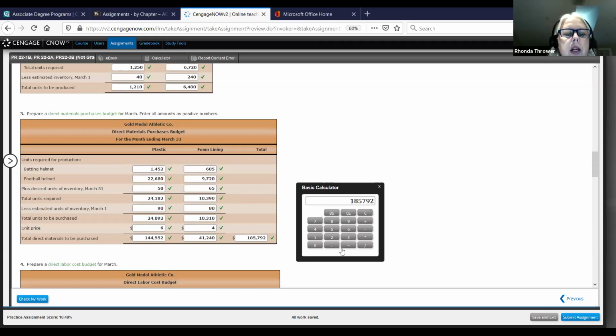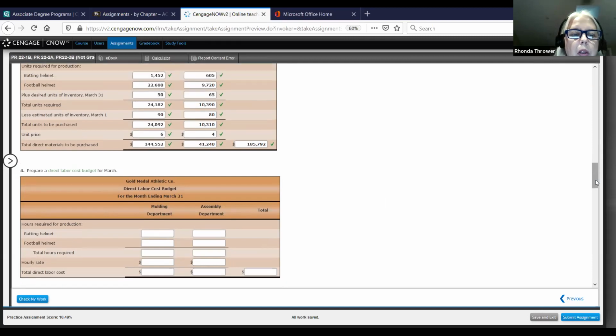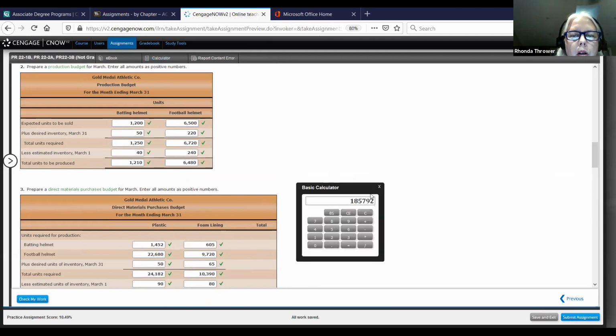The next budget that we're going to prepare is the direct labor cost budget. And the first thing that they want you to find is the number of hours that it takes to produce the batting helmets. So what we need to know is the number of helmets that we produced for our batting helmets. And the number of helmets that we produce comes from the production budget. So this 1,210 batting helmets, I'm going to put that in my calculator.